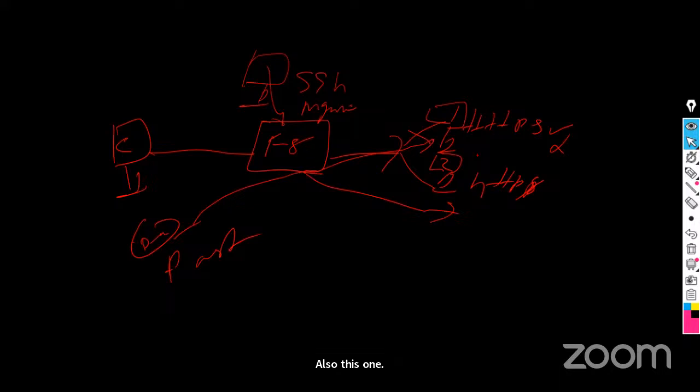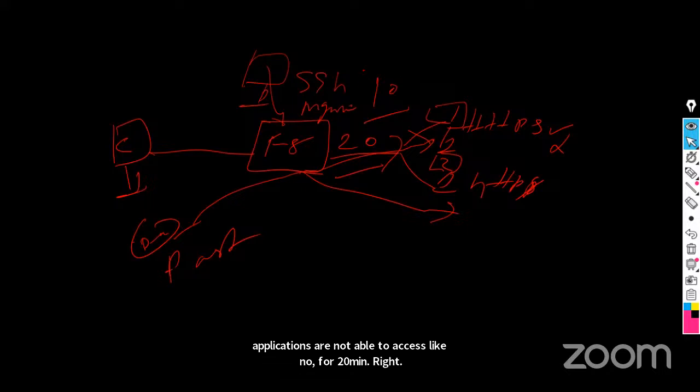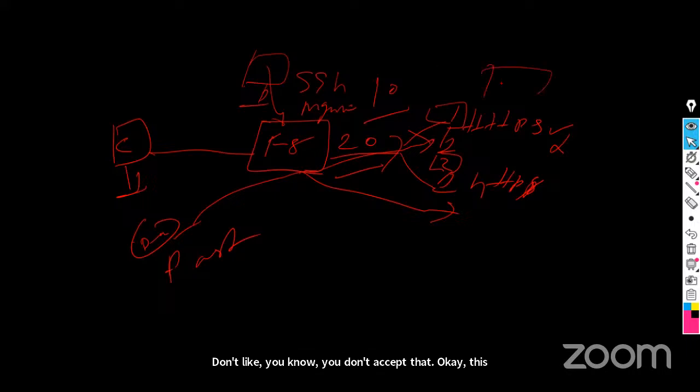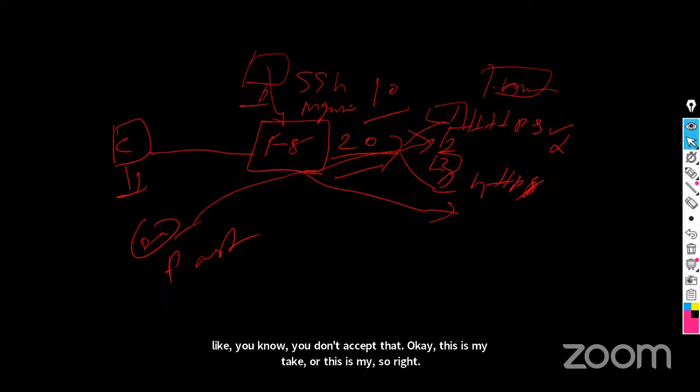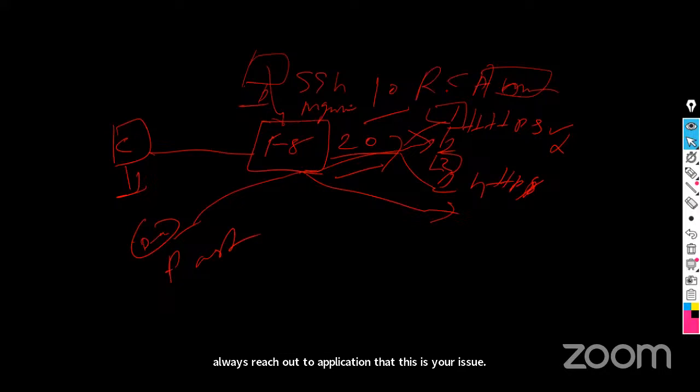We will check each and every thing, and that's the reason I'm saying I will discuss whatever I have faced and what type of issues come. I will also take your questions, like you said the applications were not accessible for 20 minutes, or 10 minutes. As IT, you don't accept that this is my mistake or my issue; you always reach out to the application team and say this is your issue. Sometimes we need to provide the RCA, so we will also cover that. Don't worry.